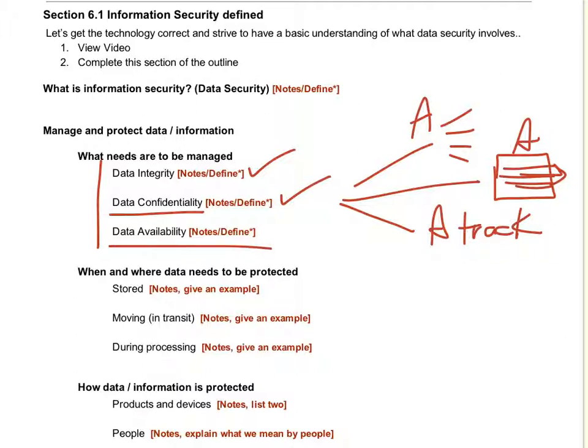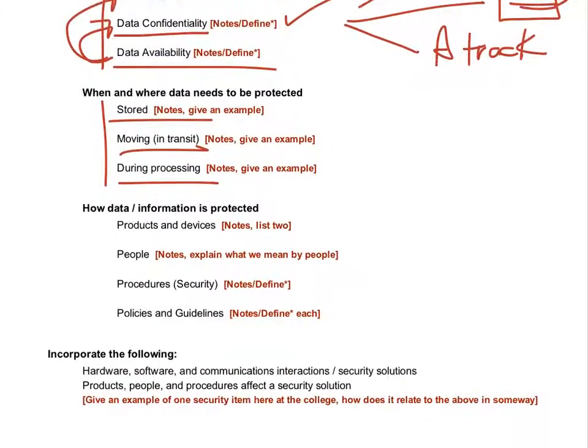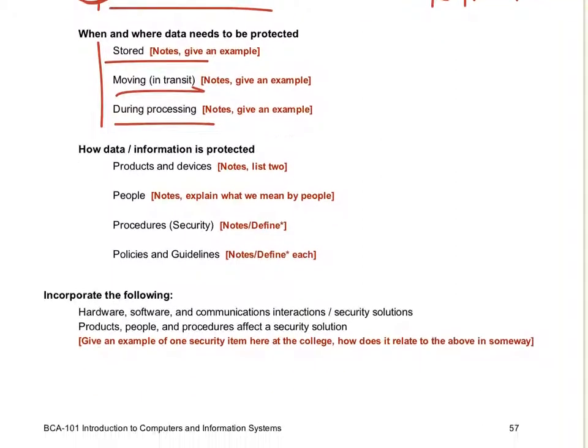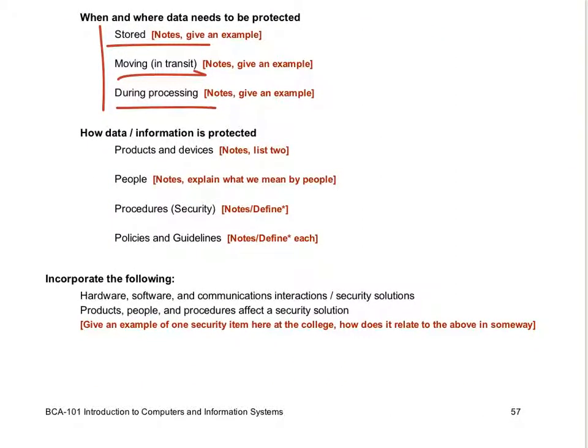We have to make data available. So we have to manage who sees it, and we have to make sure it's accurate. Data assurance. Are we assured that it's accurate? We need to be concerned when data is in these spots: moving, stored, or being processed. And we have lots of products and devices that we can use to secure data. We're going to talk about those tools today a little bit.